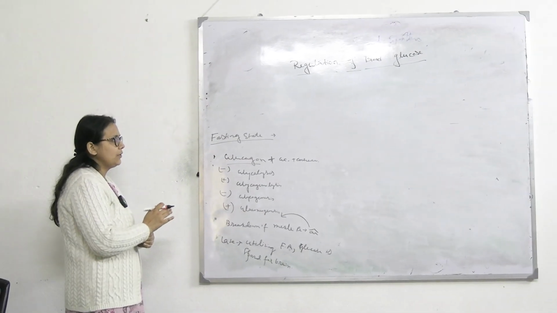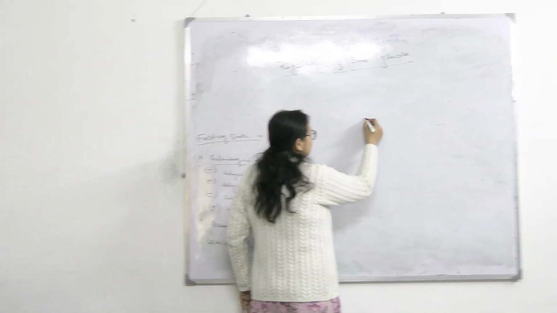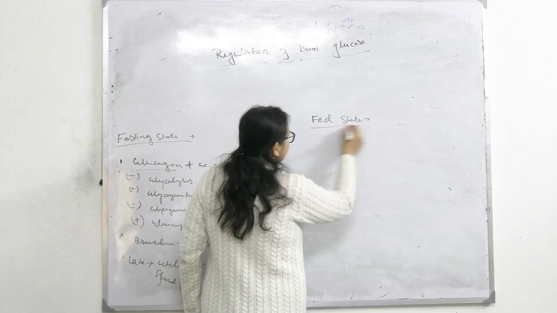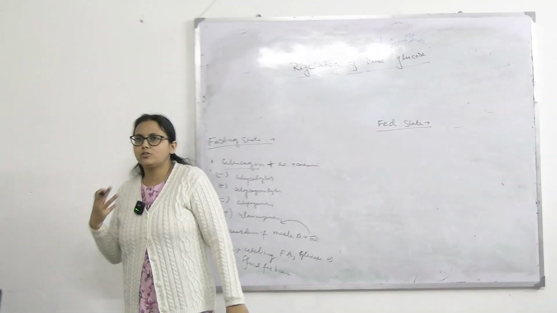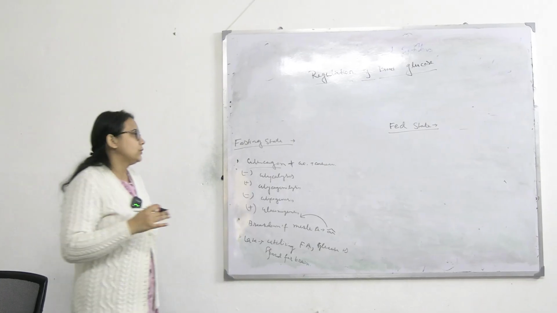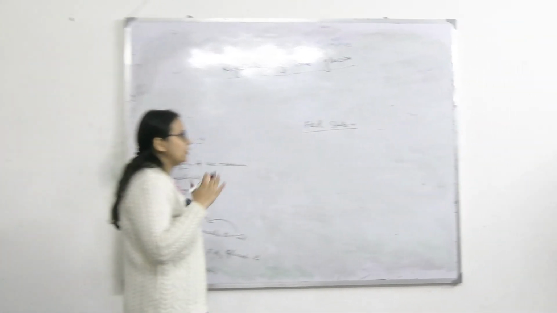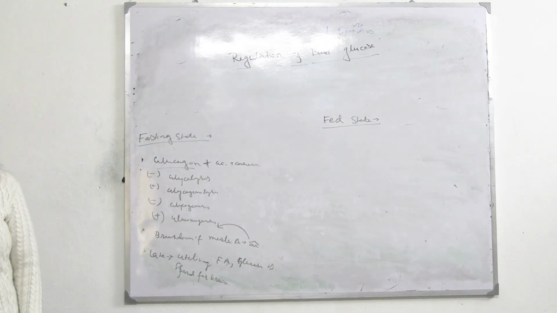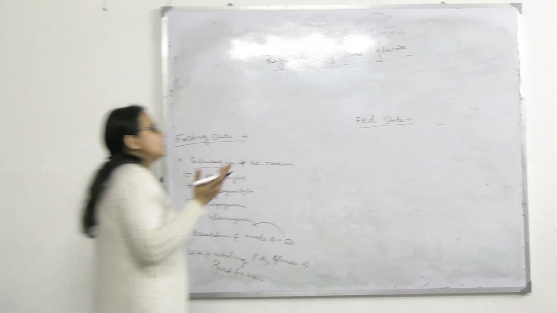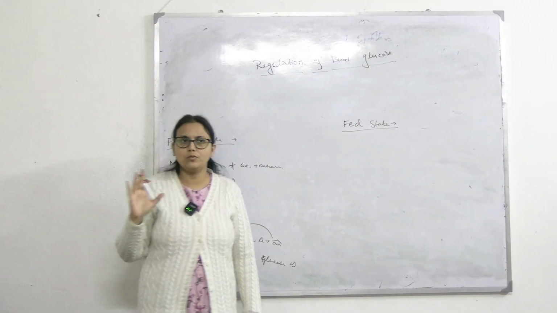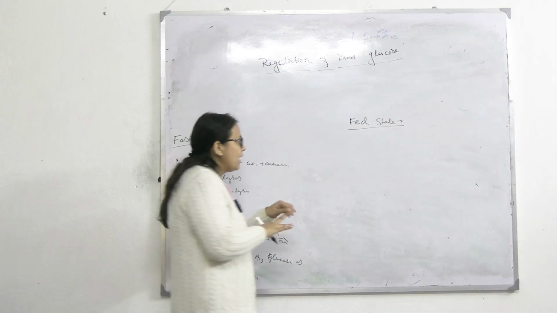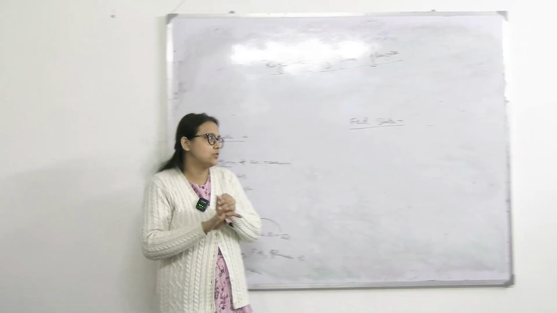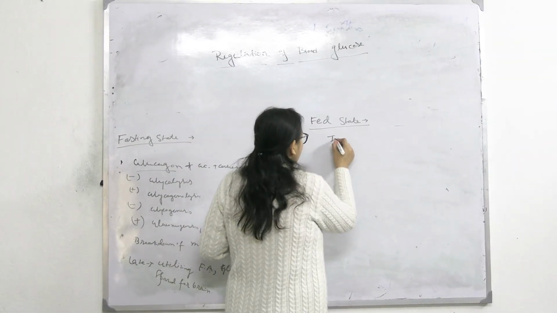Now we will see what happens in the fed state. Fed state means we have taken food, so lots of glucose enters the blood. As soon as we take food, the blood glucose level starts rising. But here also, excessive rise is harmful for our body, so there must be some mechanism which prevents it. What is the mechanism? As soon as blood glucose level starts rising, which hormone is secreted? Insulin, the hypoglycemic hormone.